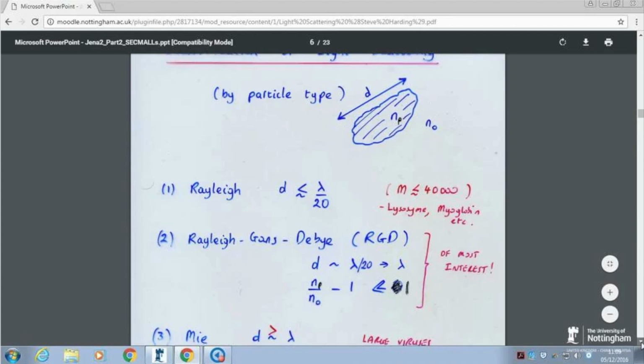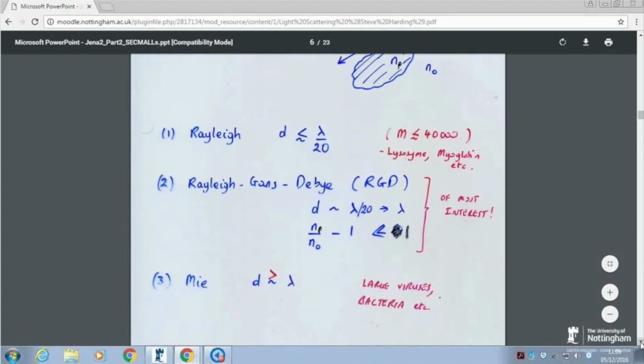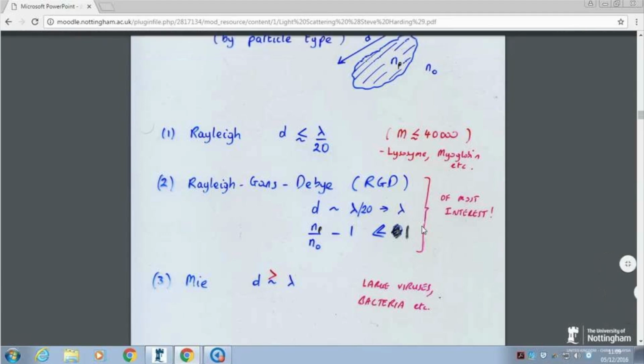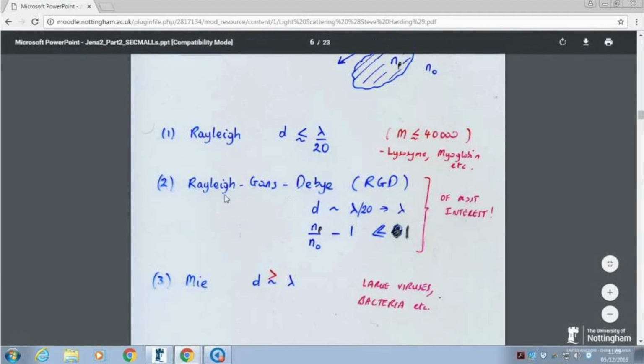And the theory is very simple, well, in comparison with the rest. Then we've got Rayleigh-Gans-Debye theory, RGD. And this corresponds to where the dimensions of the particle are between lambda over 20 and lambda. So particles up to the size of several hundred nanometers. In this range, this is called the Rayleigh-Gans-Debye range.